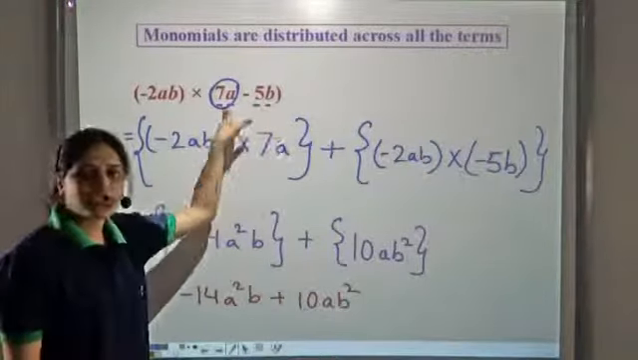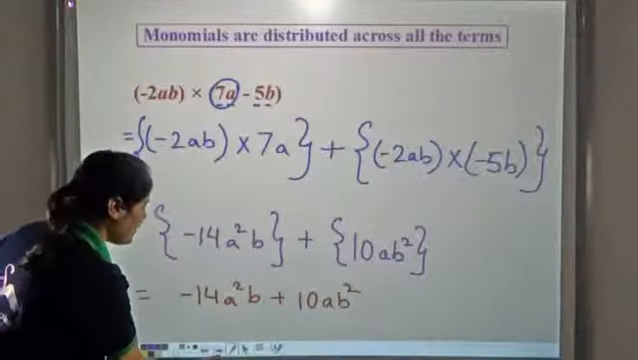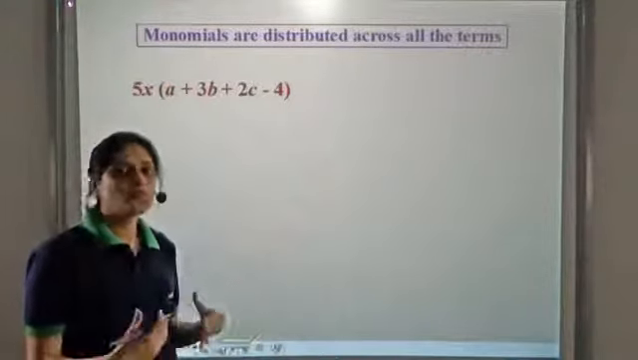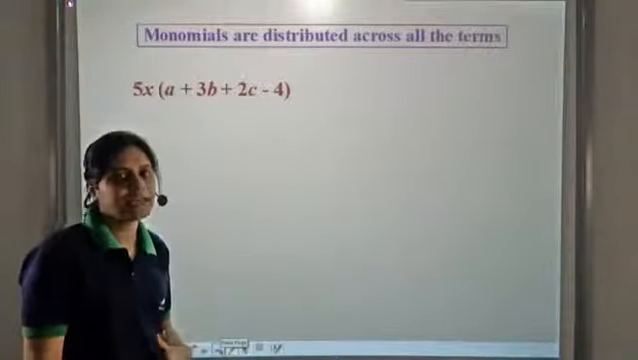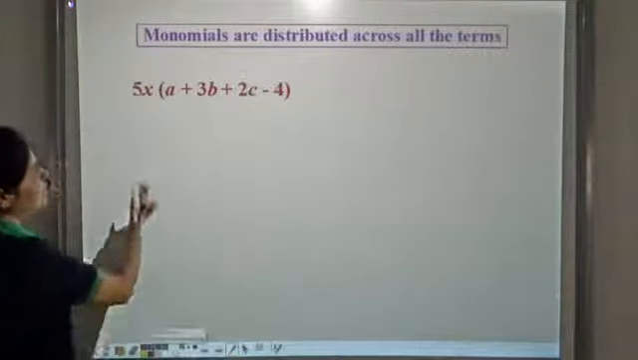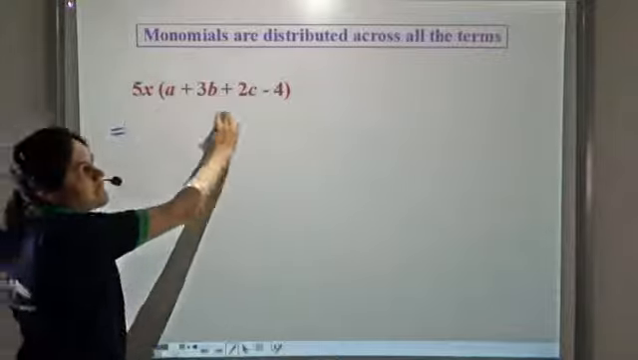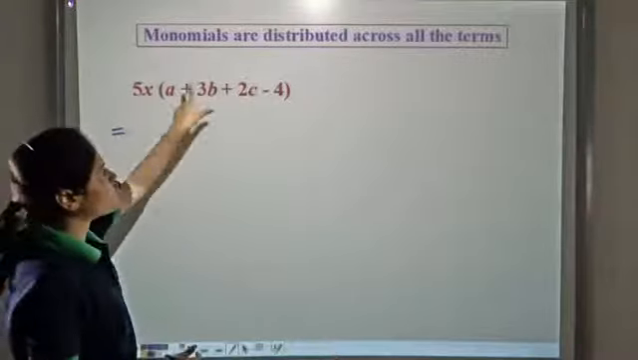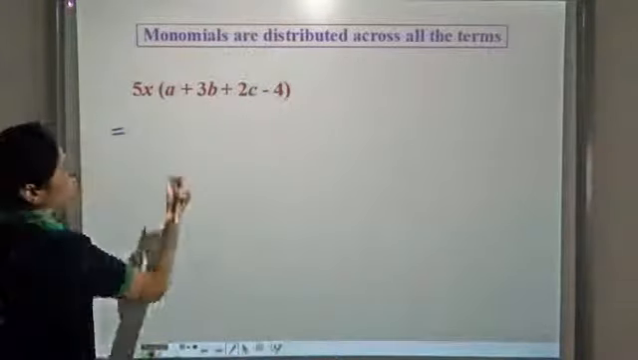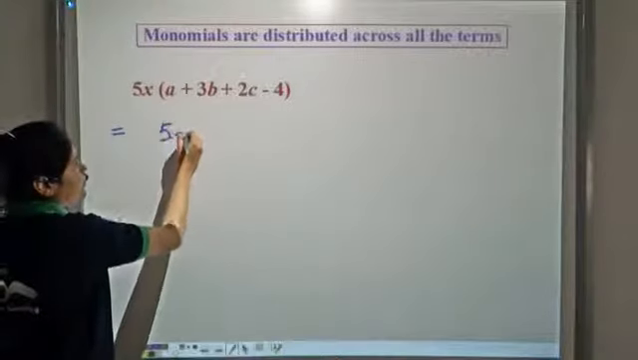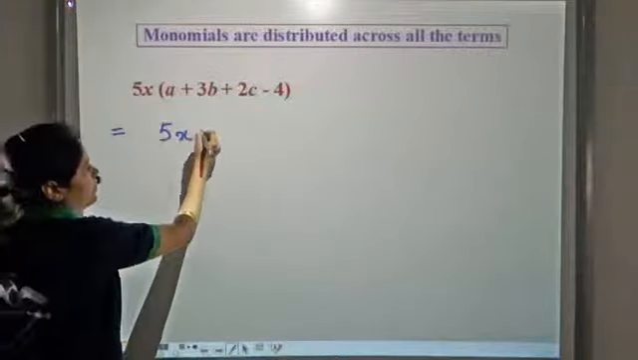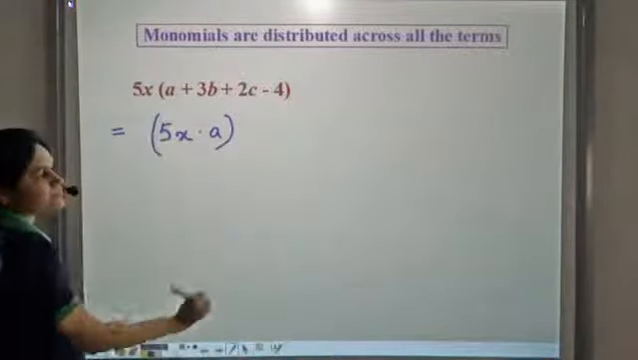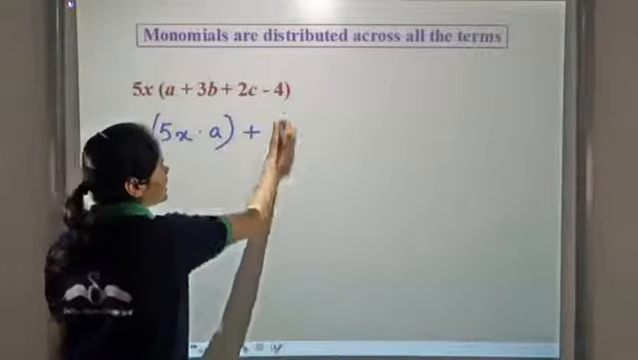Now this was an expression containing just two terms. We can extend this rule to an expression containing any number of terms: 2 terms, 3 terms, 4 terms, any number of terms. So let us see an example. 5x is being multiplied with this expression. So we'll distribute 5x across all the terms of this expression. So we have 5x times a, the first term. Then we put a plus sign.